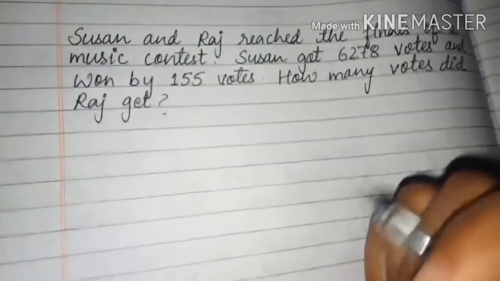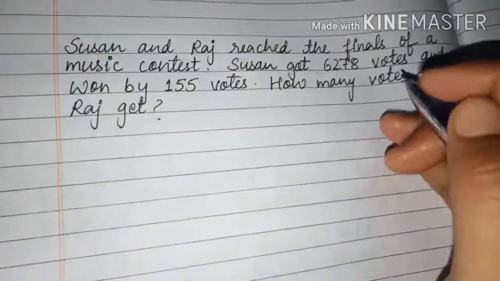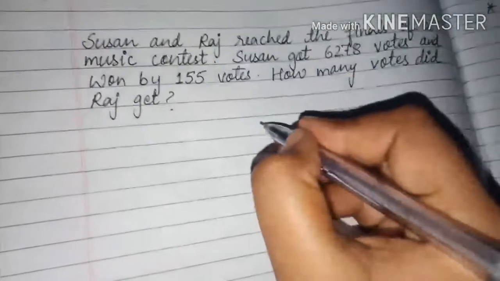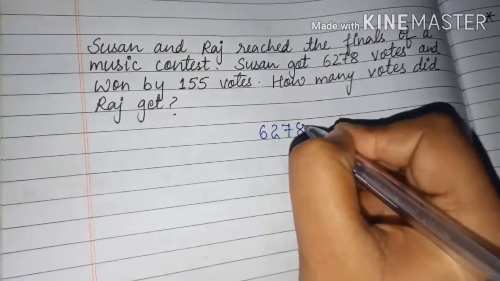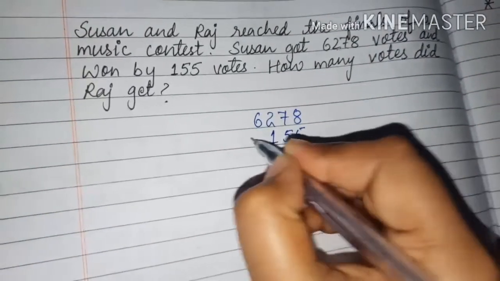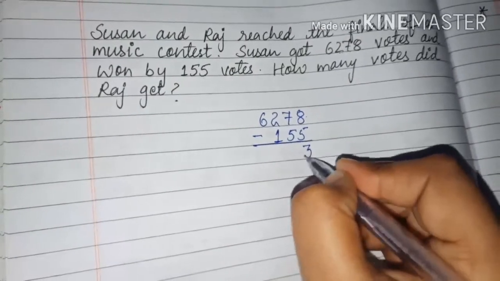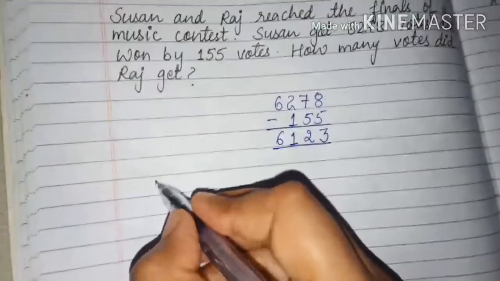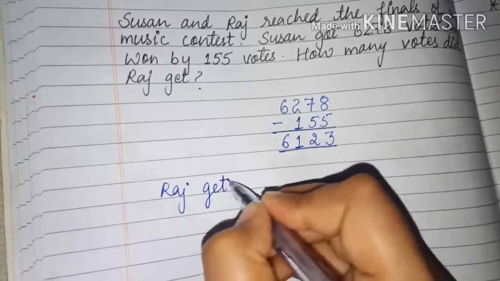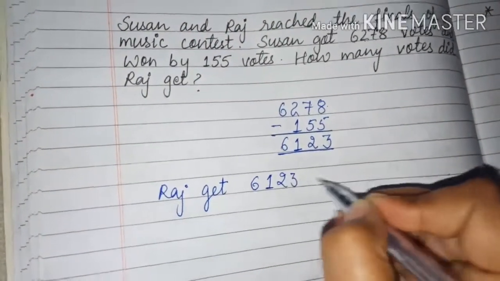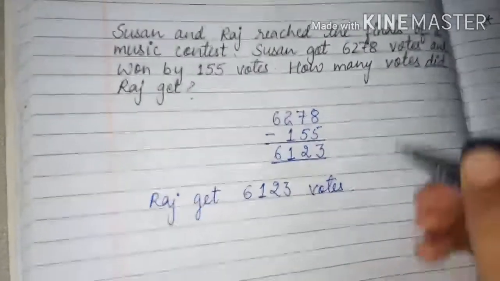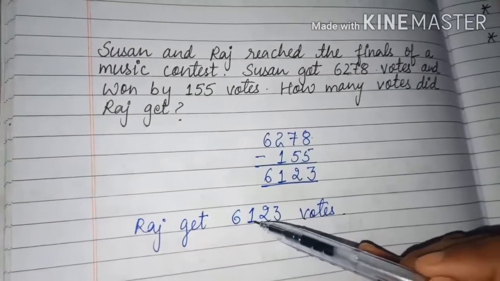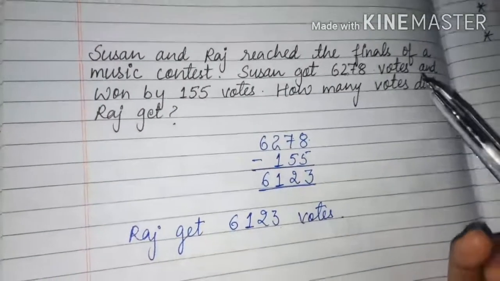Now how should I find out how many votes Raj must have got? What should I do? I will subtract 155 from this number. So what should I do? I will write 6278, and from it I will subtract 155. So what should I get? 8 minus 5 is 3, 7 minus 5 is 2, 2 minus 1 is 1 and 6. So Raj got 6123 votes. Okay, now you can see that Suzanne got 6278 votes but Raj got 6123 votes. That's why Suzanne won the contest.